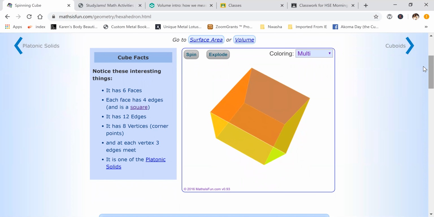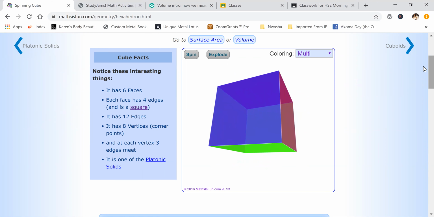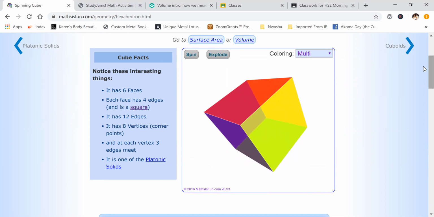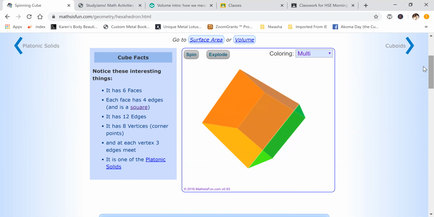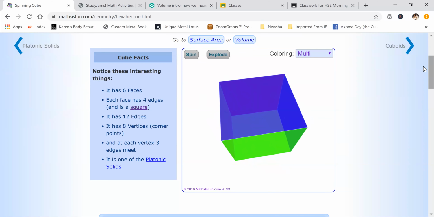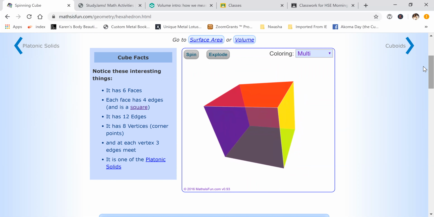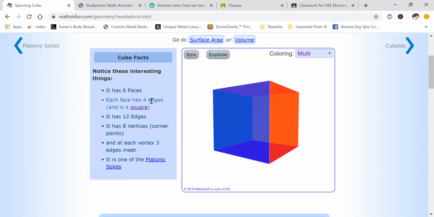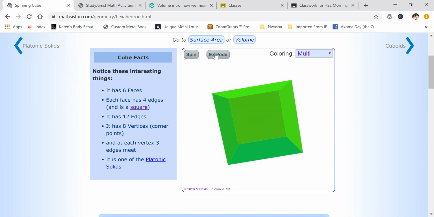So when you're doing the reading in math, you want to think of the image. If they say box or like a die or dice or a cube, you want to actually picture something because it's going to help you decide between area, volume, and surface area. So this one is a cube spinning around. It's saying it's got 6 faces. Each face has 4 edges and is a square. So it's just saying some of the ideas behind a cube.